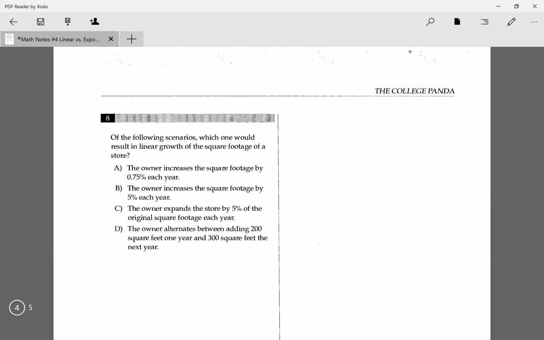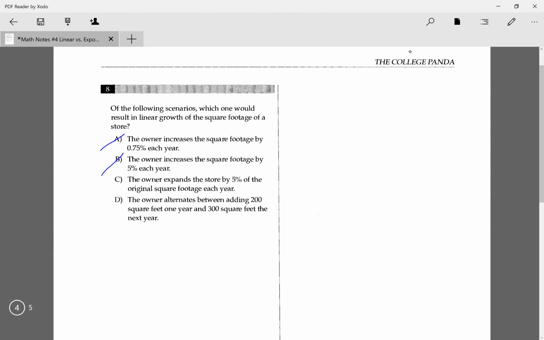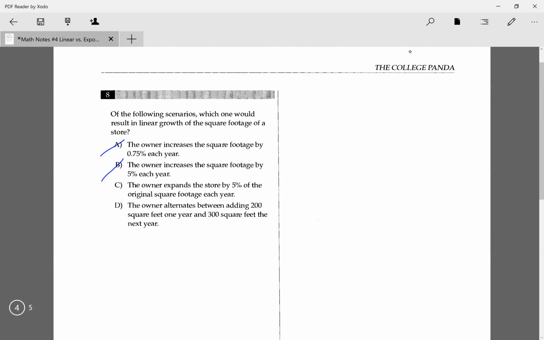Of the following scenarios, which one would result in linear growth of the square footage of a store? So you want the linear growth to go up. A, the owner increases the square footage by 0.75% each year. Increasing by a percentage each year, that's exponential, so it can't be A. B, the owner increases the square footage by 5% each year. Sorry, my bad, I messed that up. A and B are all about increasing it by a percentage each year. So that's why A and B can't be right.